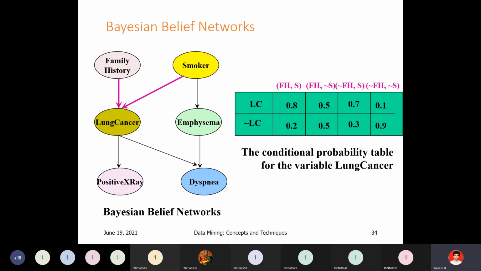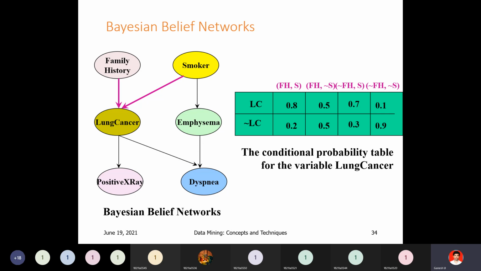If you have both emphysema and lung cancer, see here, family history and smoking both are there, then you can get lung cancer. Only a smoker can get emphysema. If you have lung cancer and emphysema both, that is dyspnea. That is a rare disease that you will get. Dyspnea you will get. This is the directed acyclic graph.